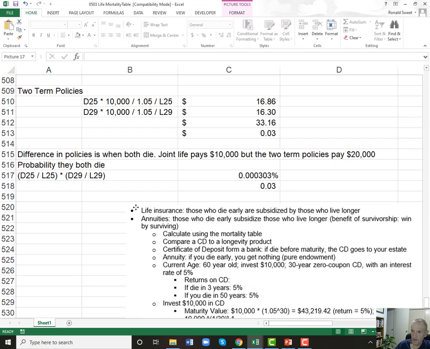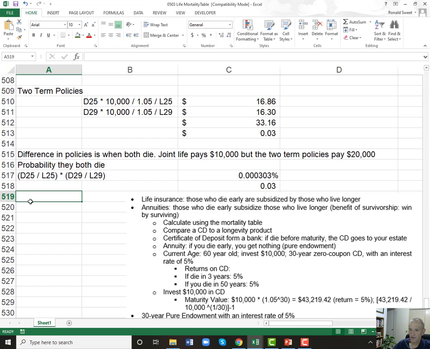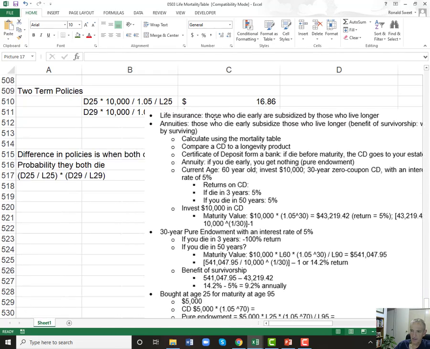All right, so today we want to talk about this concept of benefits of survivorship, and we're really focusing in on annuities. We could do this with life insurance. Life insurance is more of the benefit of dying early. So in life insurance, as we said last class, those who die early subsidize those who live longer. So with an annuity, those who die early subsidize those who live longer, and that's what we talk about with the benefit of survivorship. So we're going to look at these. I set this up a little bit last class, but let's set this up.